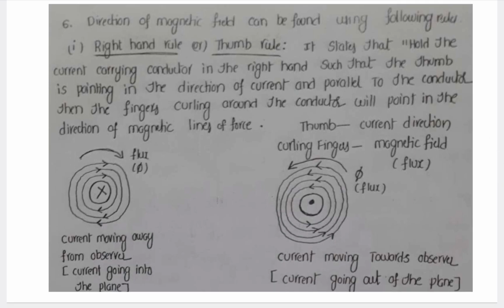Now the magnetic flux direction we can find out using the right hand rule. It is also known as the thumb rule. Whenever current flows through any coil, flux is going to be developed across that particular coil. The magnetic field is going to be developed. This magnetic field direction we will find based on the current direction. How we can find it? Using the right hand rule. Here I am taking two conditions.